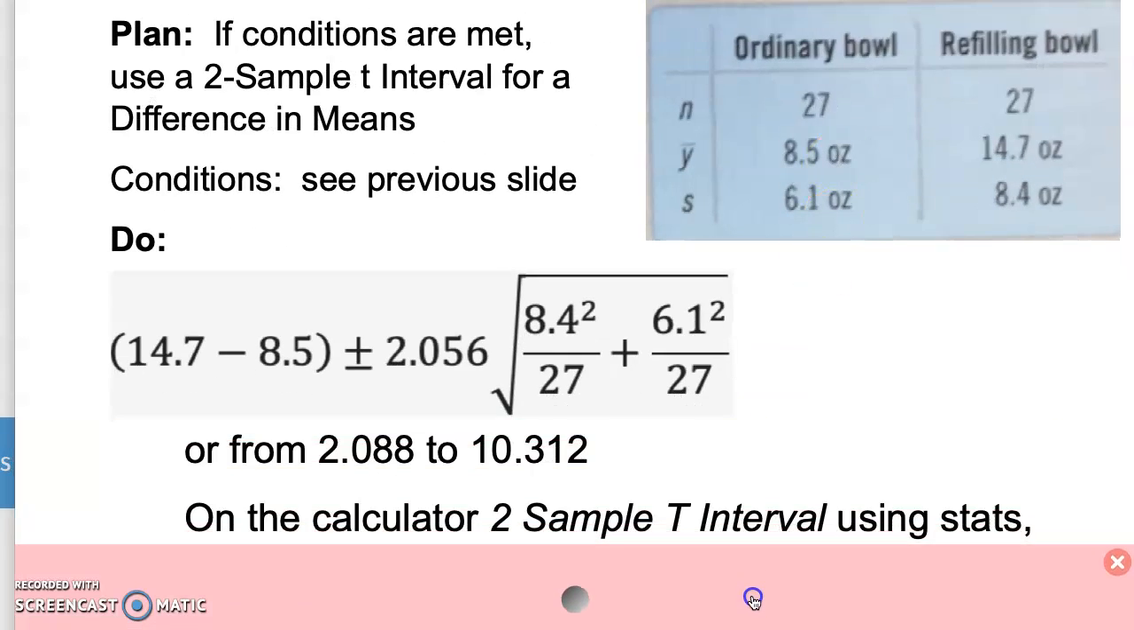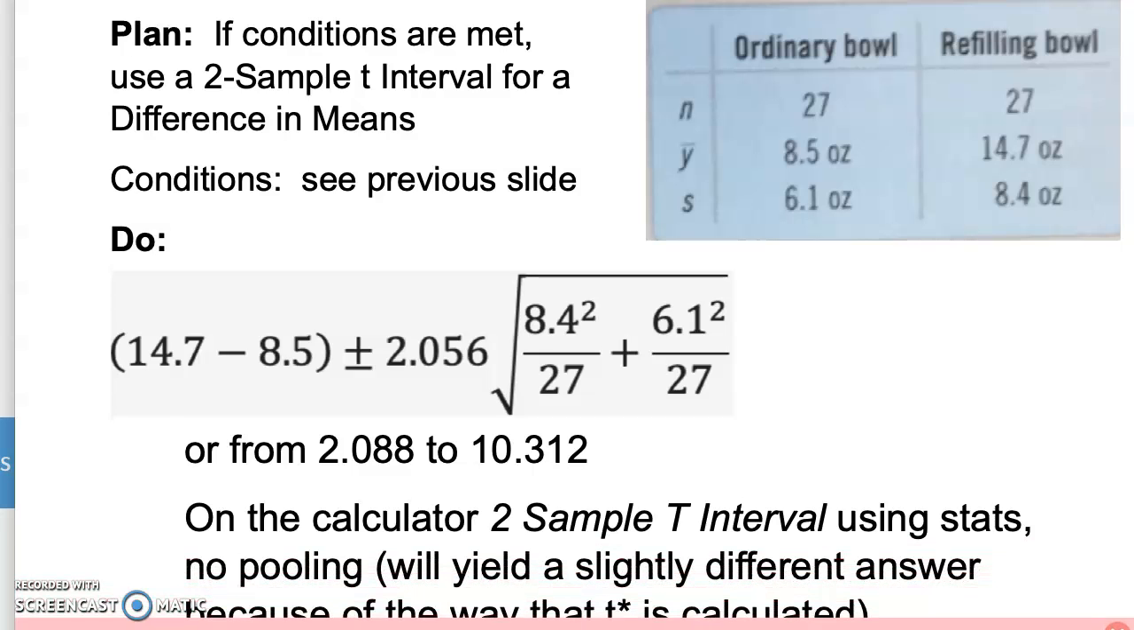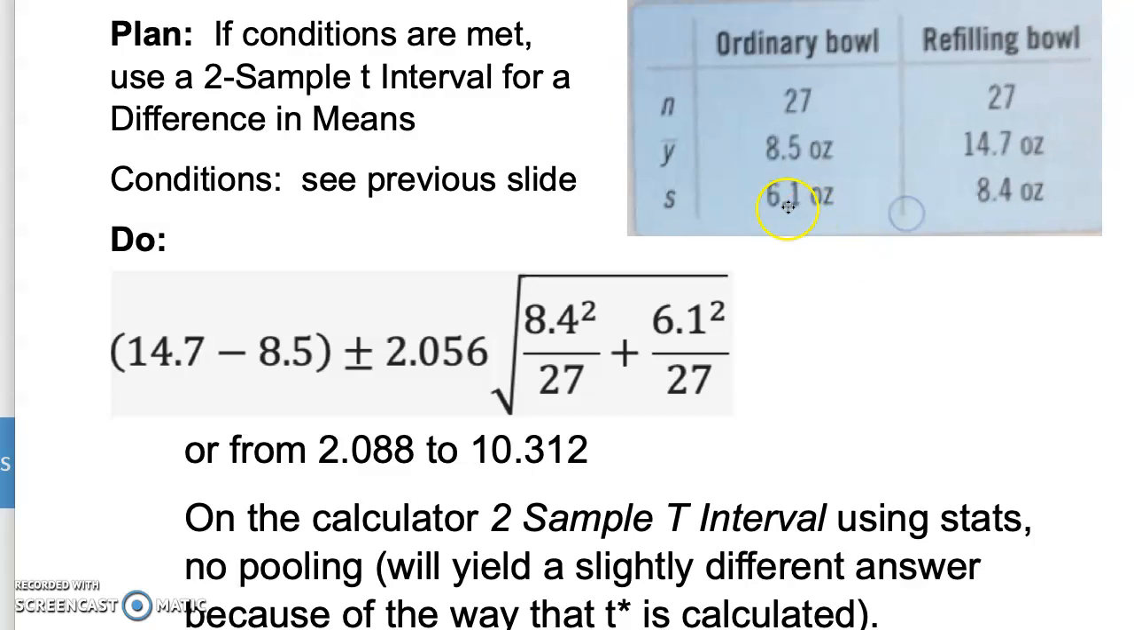Okay, so that gives us this answer right here. So the interval is from 2.088 to 10.312. On the calculator, here's the name of the formula, 2-sample t interval. And we would use statistics here because we have the statistics to use. Versus later on you'll see an example, and maybe we have seen an example, where you use data and you enter the data into the lists in the calculator. On the calculator you get a slightly different answer, and that is because of the way that the t-star is calculated. There is a more complicated formula that the calculator uses, but we're not going to use it here.